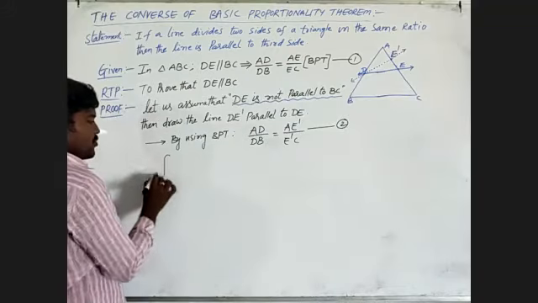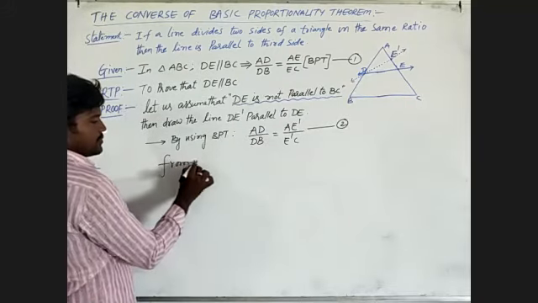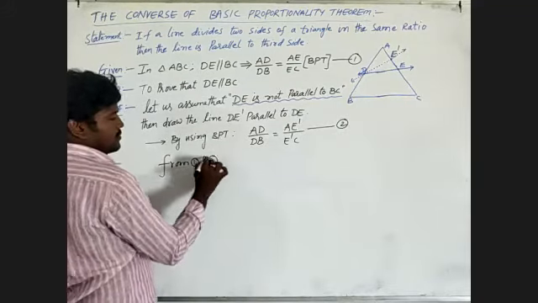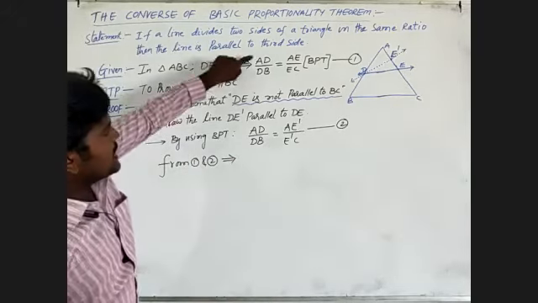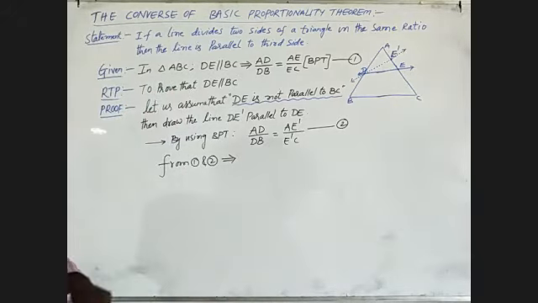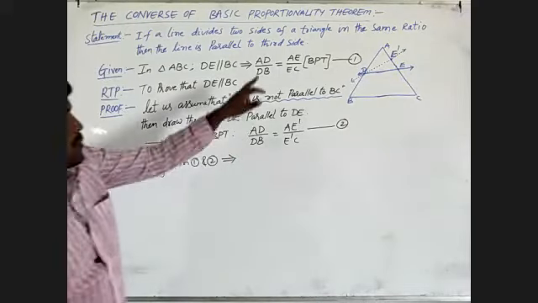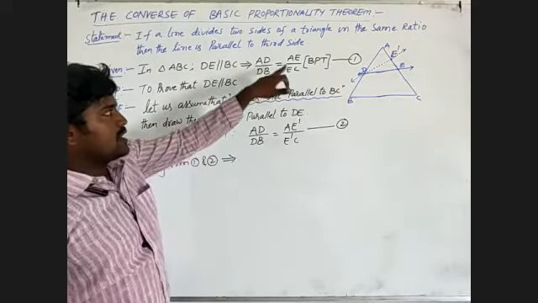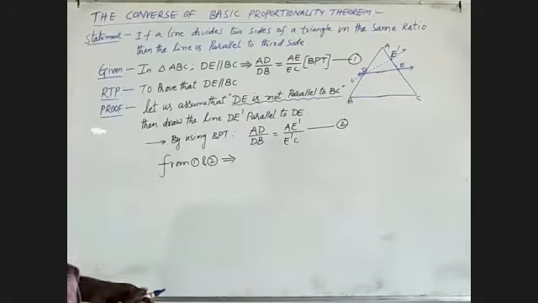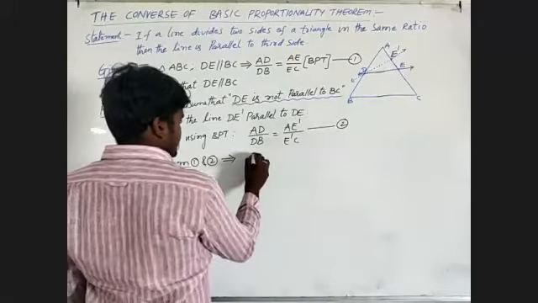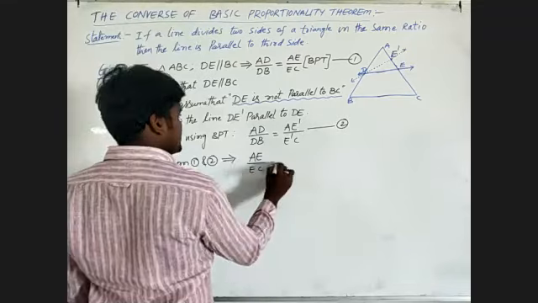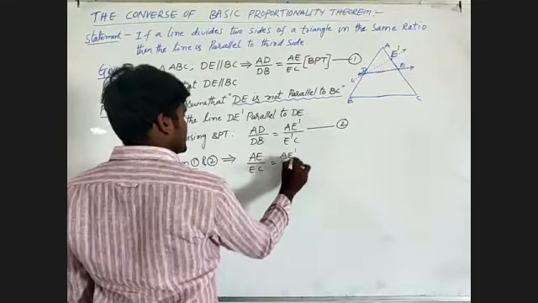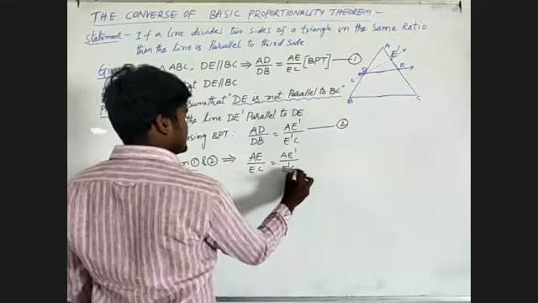Observe. From 1 and 2 we have: here also AD by DB. Both LHS are the same, then both RHS are also the same. That will be written as AE by EC is equal to AE dash by E dash C.